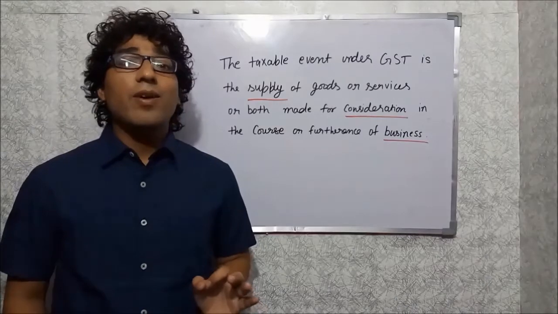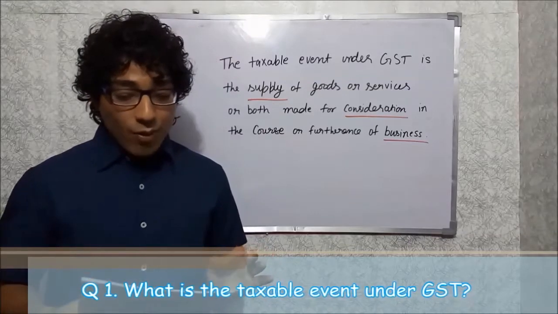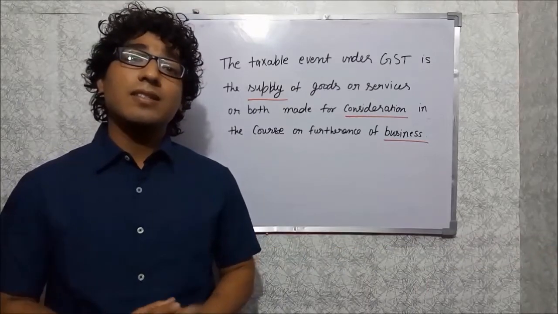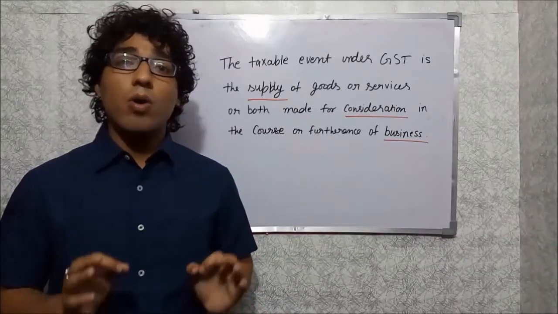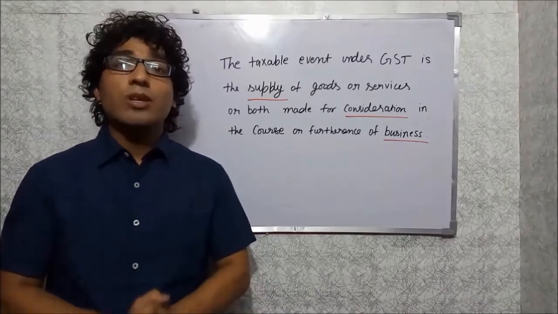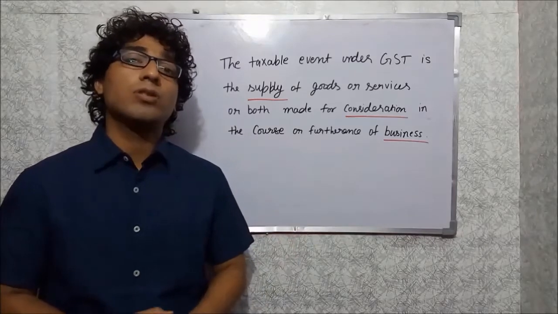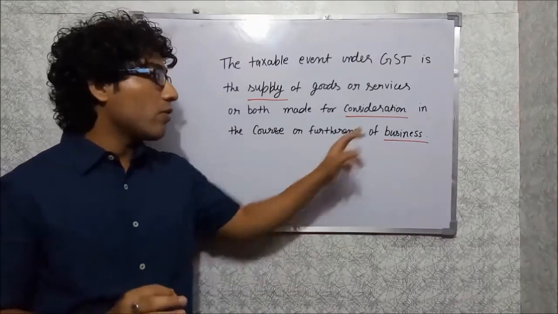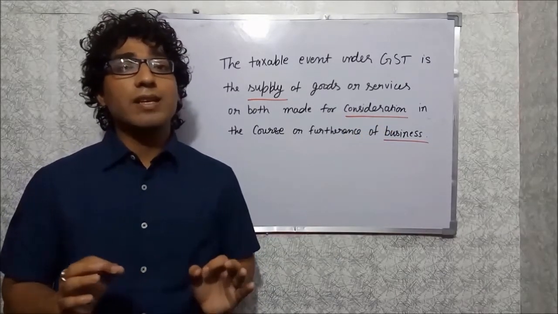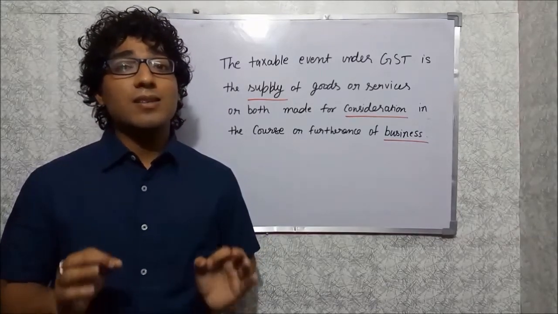So today's Q&A will be on the meaning and scope of supply. The first question of the Q&A is, what is the taxable event under GST? The taxable event under GST is the supply of goods or services or both made for consideration in the course or furtherance of business. So the taxable event under GST is the supply of goods or services, and it should be made for consideration, and the supply is in the course or furtherance of business. Make the point into the mind that the taxable event is the supply.